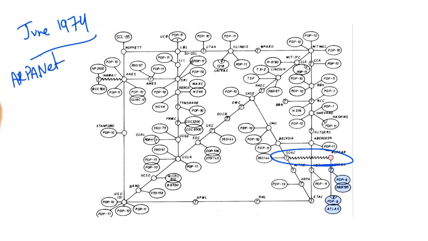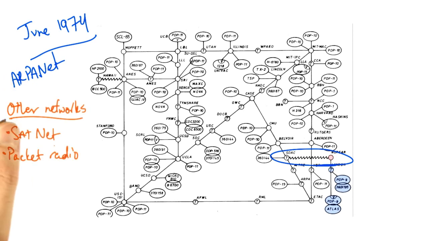Of course, the Arpanet wasn't the only network. There were other networks at the time. SatNet operated over satellite. There were packet radio networks, and there were also Ethernet local area networks.